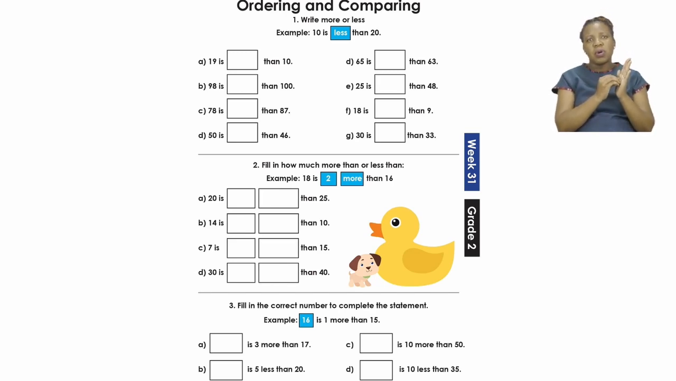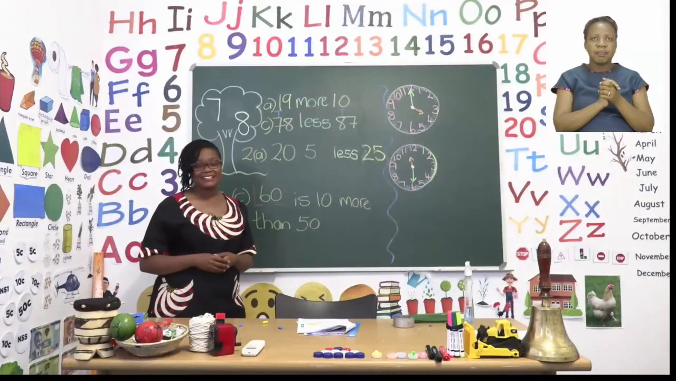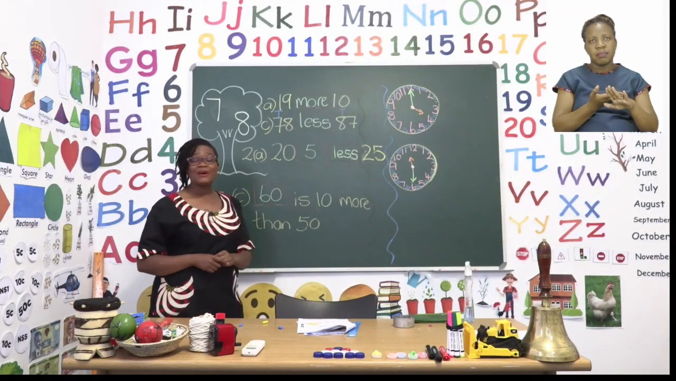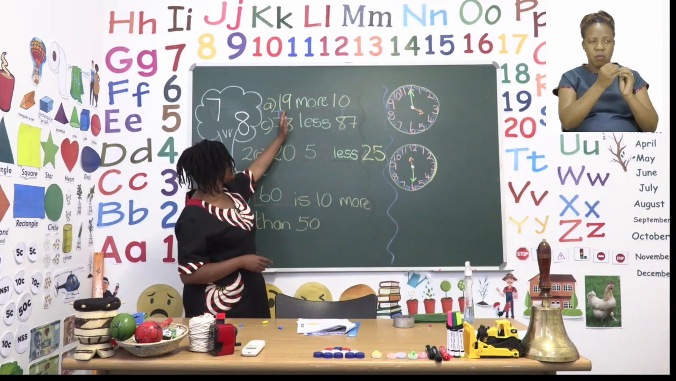On the board, I have a few of the ones that you have in your booklet. Let's start with number 1A. Number 1A is saying 19-20.